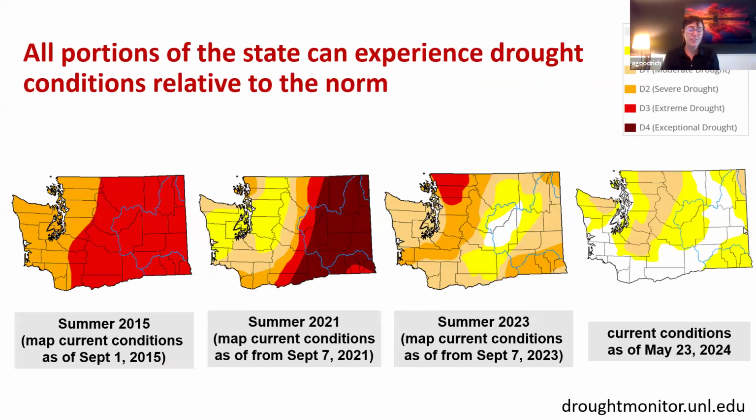So all portions of the state can experience drought conditions relative to their norm. It's not just the east side that is experiencing these hot and dry conditions or drought conditions during the growing season. So these figures are illustrative of what it looked like during the summer of those years that I pointed out on the last slide.